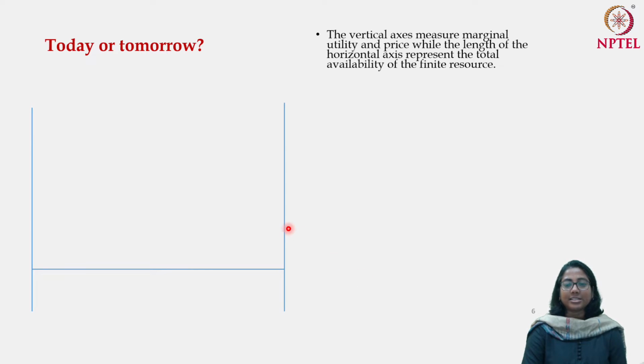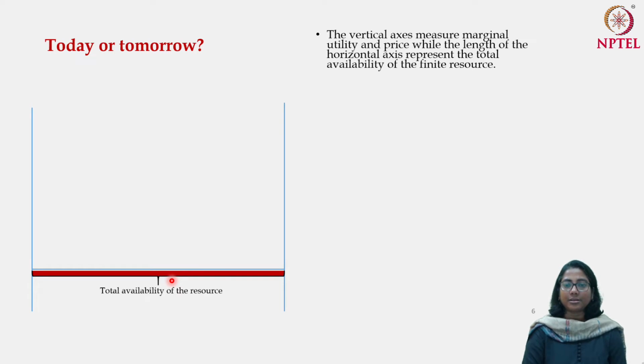So these two vertical axes are going to measure the marginal utility. On the left hand side vertical axis, we will measure the utility derived from the present consumption, and on the right hand side, we are going to plot the utility that is derived from future consumption. The length of the horizontal line represents the amount of resource that is available. Remember, this is not actually reserve, but the total amount of resource that is available in case of these depletable resources. Or you can say this is the total stock of the resource. So this is this length.